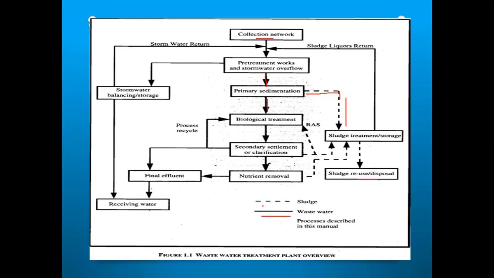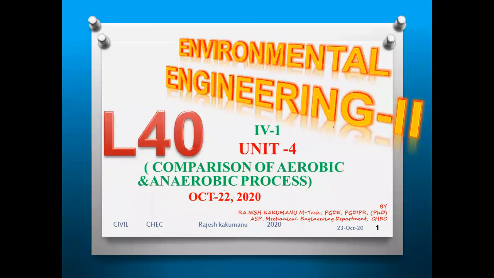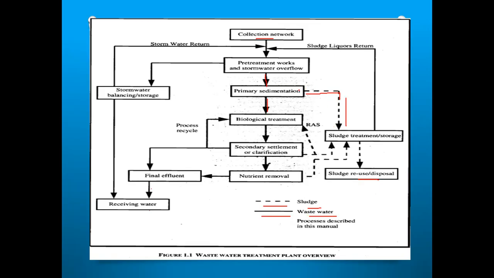So here the dotted lines indicate the sludge, which is a solid material. The dark line indicates the wastewater. Whatever dark lines you are seeing are nothing but the wastewater, and whatever dotted lines are nothing but the sludge, right? In the primary sedimentation, you get the sludge going to the sludge treatment. In the secondary treatment, also going to the sludge treatment. In the nutrient removal also, the sludge goes to the treatment process. Here it is treated and it is reused or disposed outside. Okay.